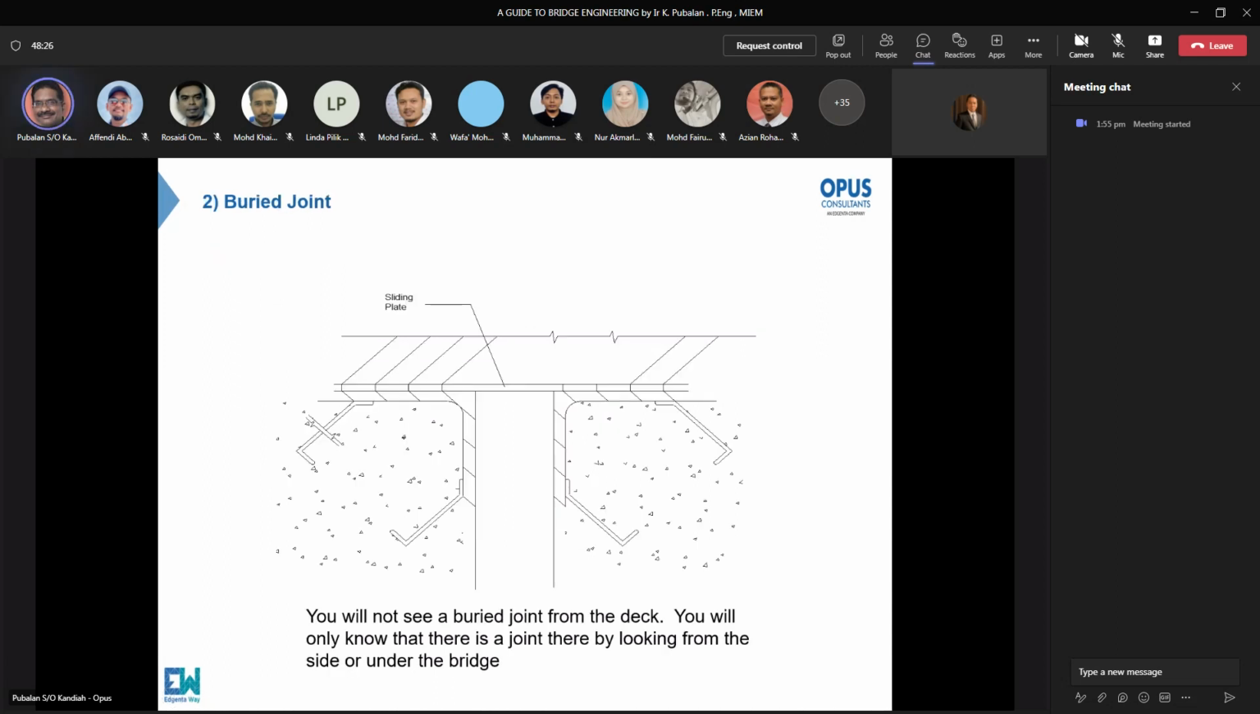This is a buried joint. Sometimes when you drive, you do not feel any joints on top. So what they did was construct a sliding plate and steel angles, but buried joints can only be done for gaps like 30 mm and below. You can't do this for larger gaps. This sliding plate is allowed to move, and on top of it you can have your roadwork material. So you will not see a buried joint from the deck. You'll only know there's a joint by looking from the side or under a bridge, right?